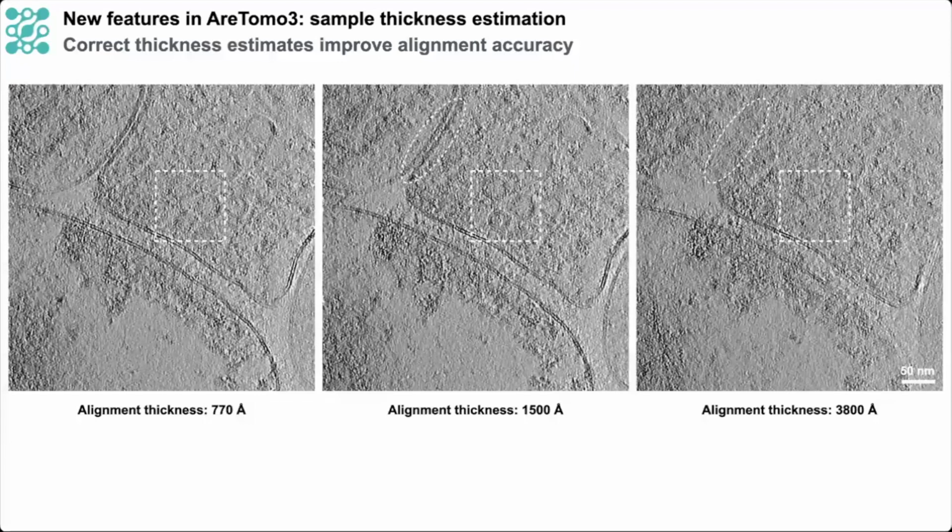But this value falls in a bit of a Goldilocks zone. And if we use a value that is too thin or too thick during the alignment process instead, the reconstructions have deteriorated quality, as shown in the left and the right panels. And this is particularly evident in the regions that are outlined in white, where we can see that we lose our ability to resolve some of these synaptic vesicles and the membrane features in these tomograms.